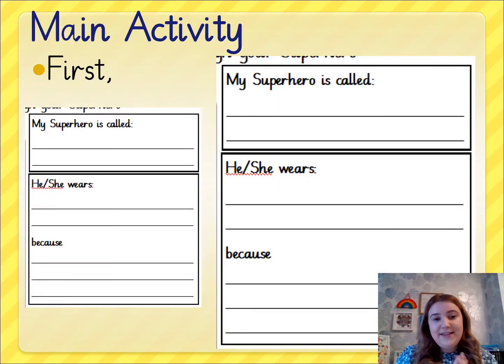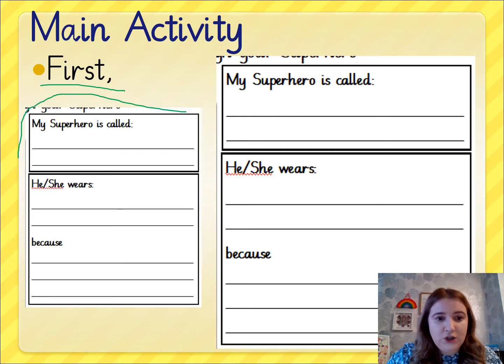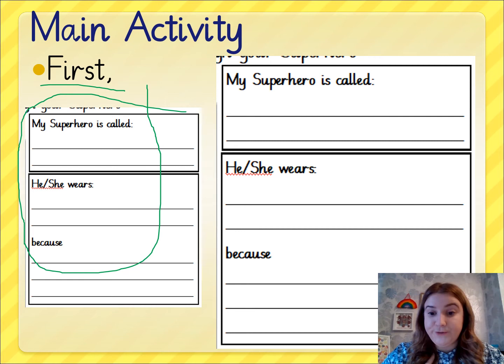Now, this is our main activity for today. We are going to draw our superhero and then we're going to start adding some information about them. Now what I've done is I want to show you mine first. I want to model what mine's going to look like so that you can just get on with the worksheet. Now this is the first section. So I've put first, I'm going to look at this bit and I've made it nice and big on the screen so that I can model mine to you.